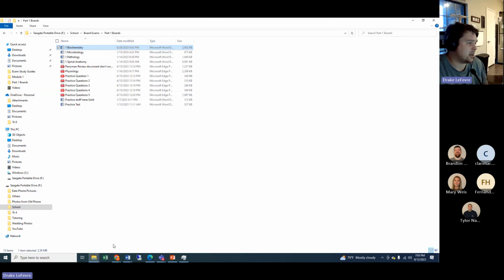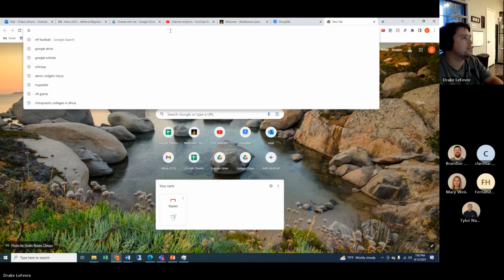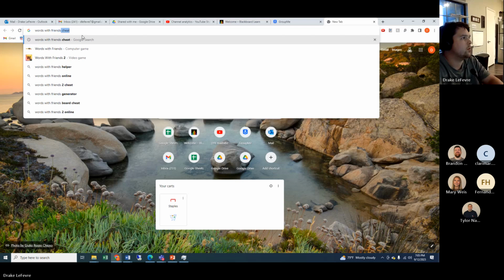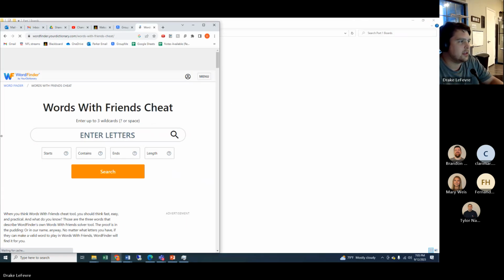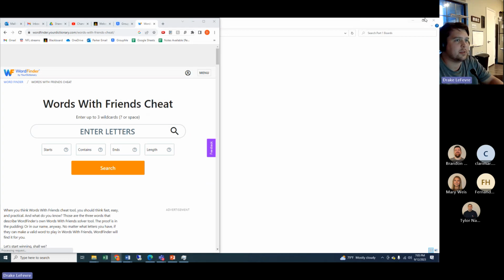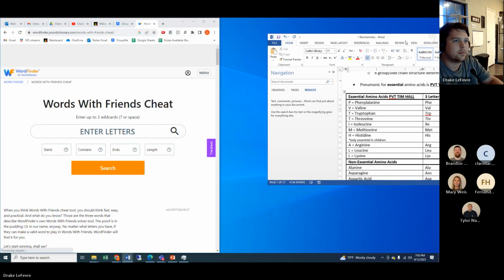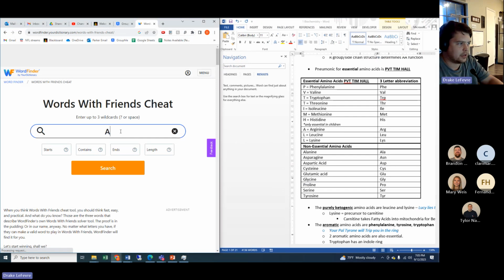This is actually a trick that I sometimes do. Look up a Words with Friends cheat. I love this because it'll literally put together words for you. And if you need to just raw memorize something quickly, you can use it. So we have 3 A's.